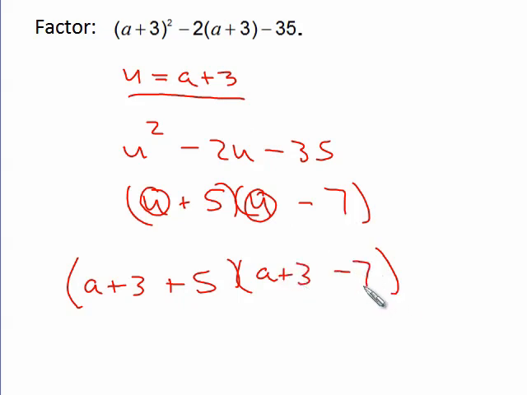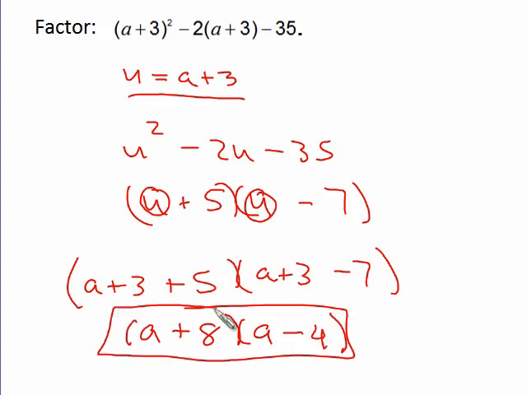Now, one of the rules of factoring is that inside each factor, it must be simplified. So I have like terms inside this one. So this will be a plus 8. And then I also have like terms inside this factor. So this will become a minus 4. That's the complete factored version of this original problem.